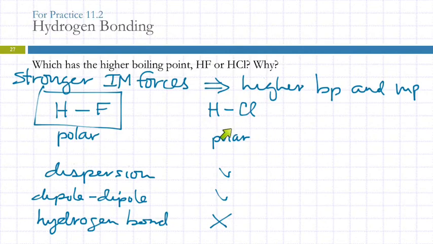This is going to have a lower boiling point because it's just got dispersion and dipole-dipole forces. If all the kinds of forces are the same, then you're going to look at things like molar mass. Is one significantly heavier than the other? That's probably going to have the stronger forces. Or you're going to look at the shape of the molecule if they're both the same size. Any questions?